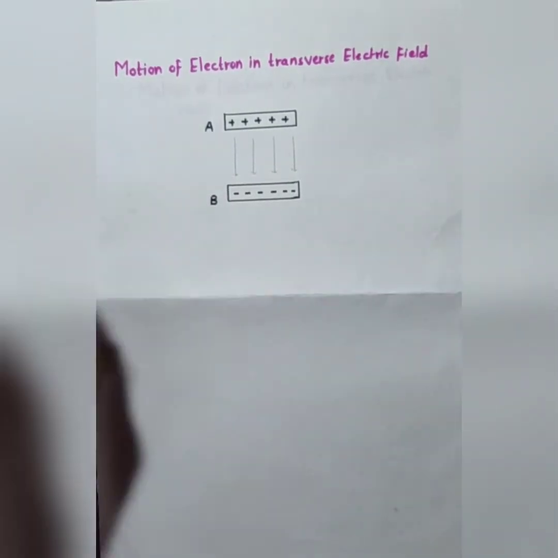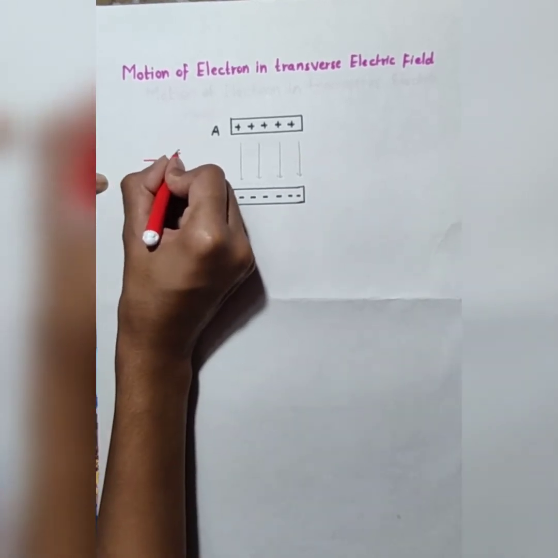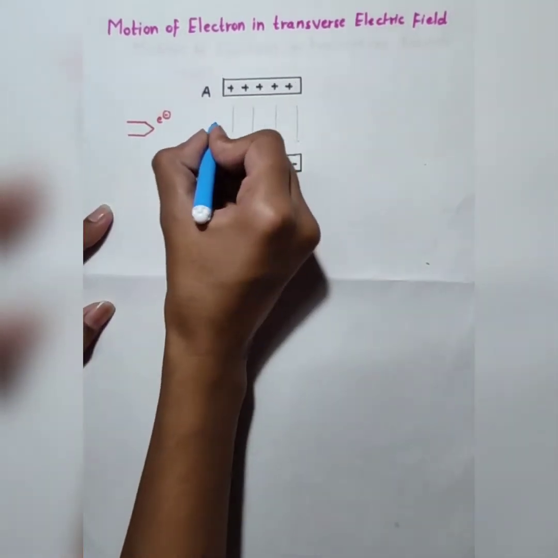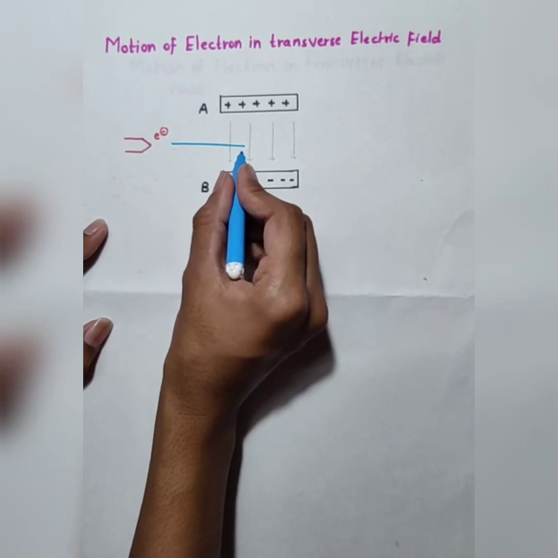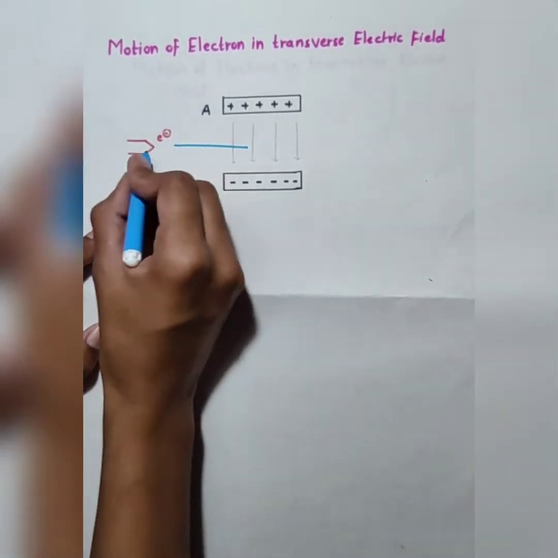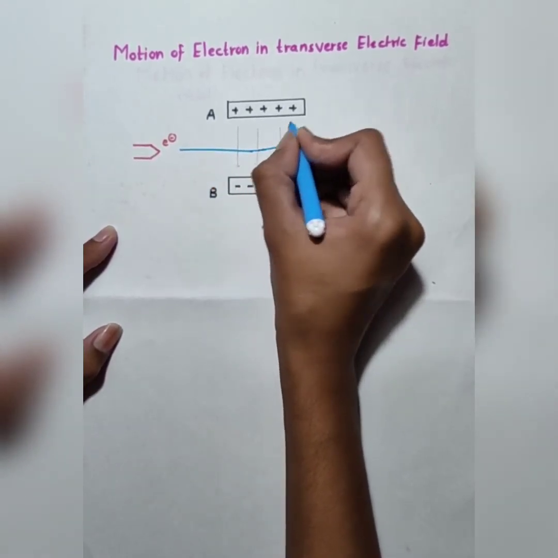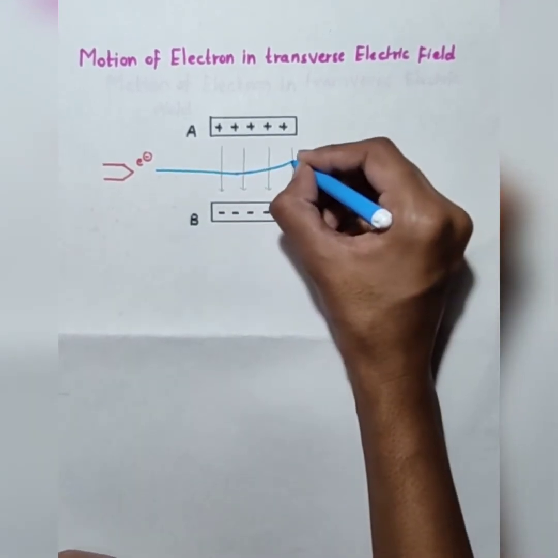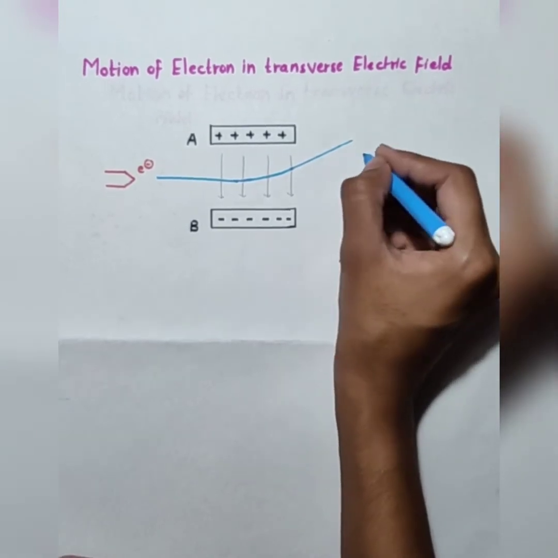Here one electron gun is present through which an electron is emitted. When electron enters this electric field, it will experience an electric force and hence it gets attracted towards this positive plate, as electron has negative charge. Hence the path of electron bends towards this positive plate, and as electron comes out of this electric field, it will move in a straight line, as here no force exists.